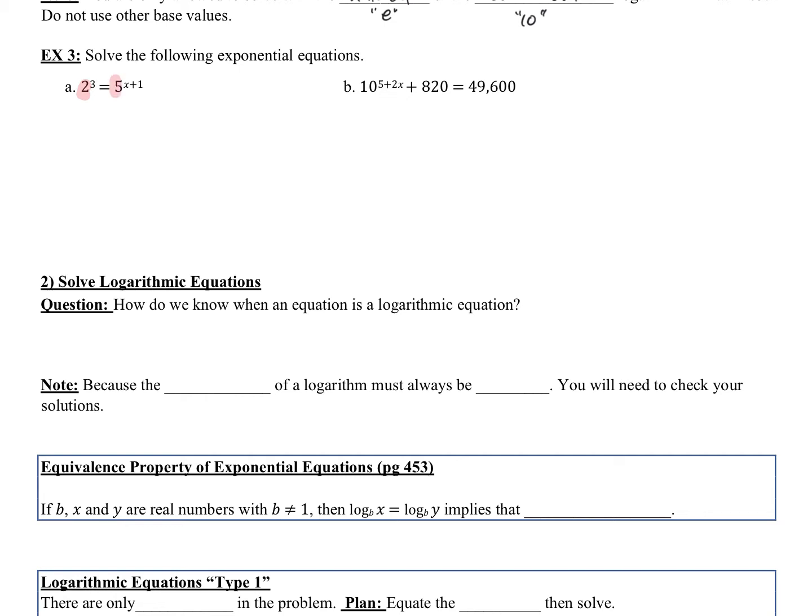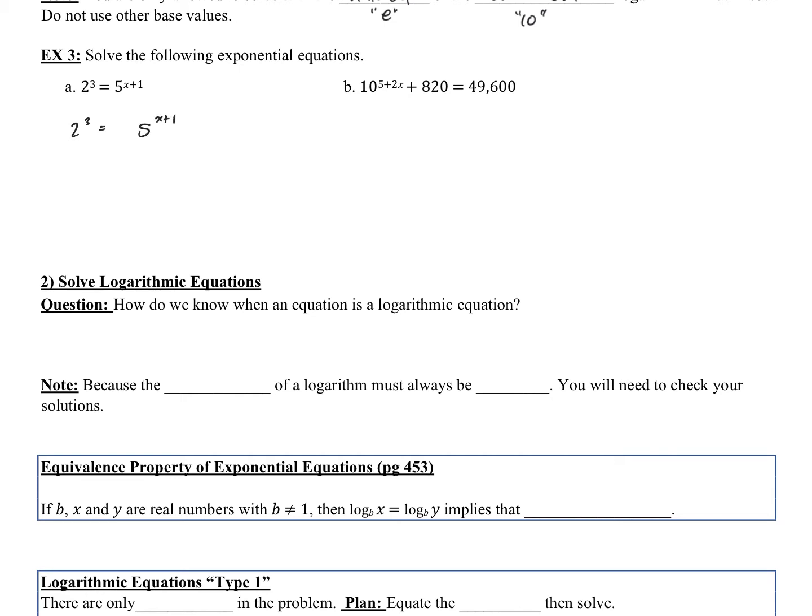So because we can't match them, what's our plan of attack? We're going to log both sides, and we can choose either a common log or a natural log. Now, for this problem, there's no real advantage to either one. If I had a 10 in the problem, I would use a common log. If I had an e in the problem, I would use the natural log. But since I don't have either one, I'm going to go ahead and use the natural log. Why? Because it's shorter to write. Okay, so let's go ahead and copy this down and set it up for logging both sides.